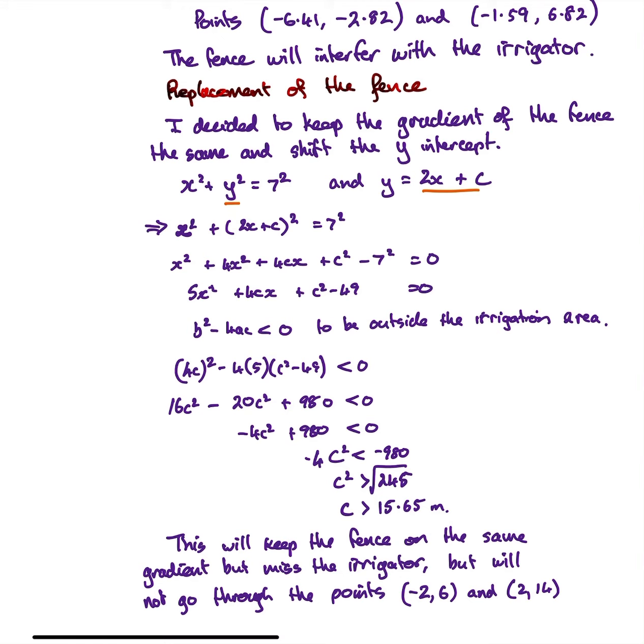15.65 meters, it will be outside the irrigation area. You can check that on Desmos also, and you'll find that is the case. This also will keep the fence on the same gradient. It'll miss the things. Also negative 15.65 meters if you wanted to put the fence on the other side of the circle. So I hope that helps. That will get you the excellence part.